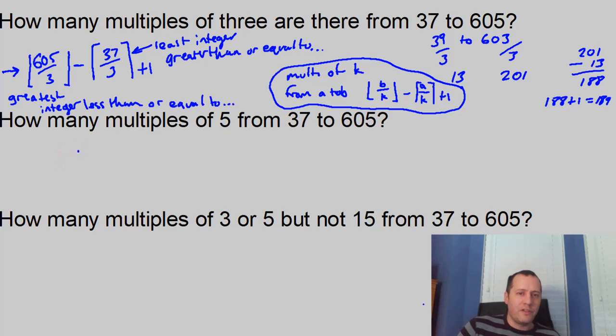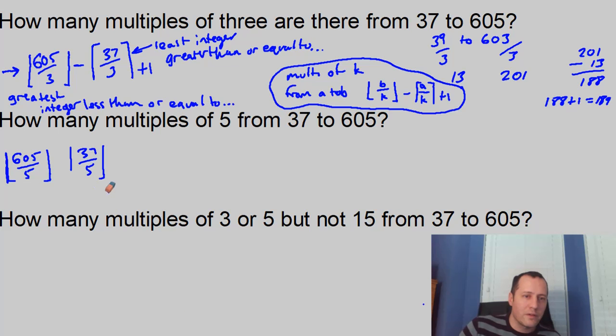So if we take 37 over 5 and take the least integer function, or sorry, the greatest integer function. It was the least integer function. That's the littler number, right? We're also going to take 605 over 5, and here we'll take the greatest integer function. So this other one needs to be fixed.